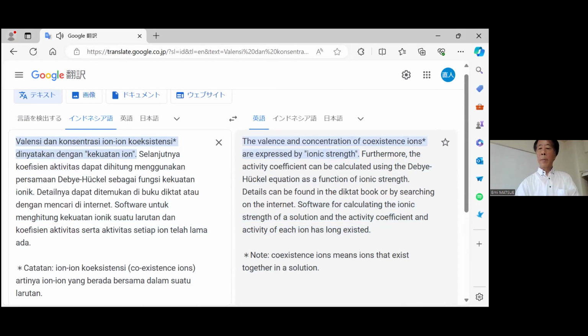The valence and concentration of coexistence ions are expressed by ionic strength. Furthermore, the activity coefficient can be calculated using the Debye-Huckel equation as a function of ionic strength. Details can be found in the textbook or by searching on the internet. Software for calculating the ionic strength of a solution and the activity coefficient and activity of each ion has long existed. Note: coexistence ions means ions that exist together in a solution.